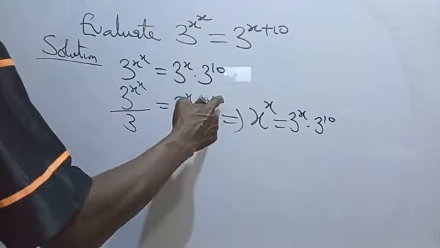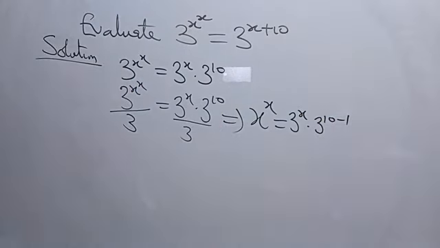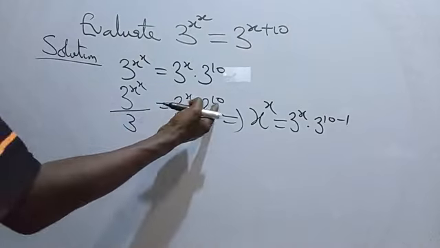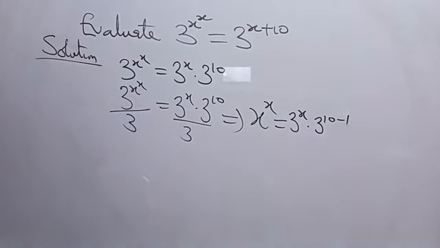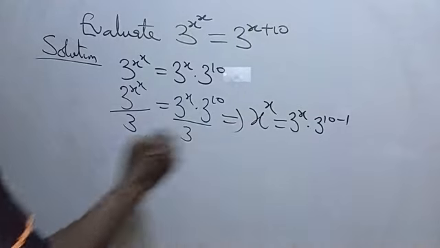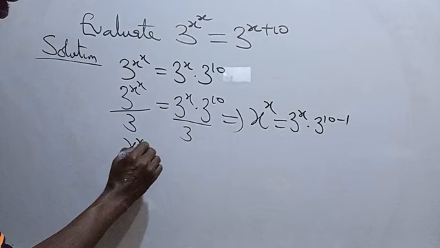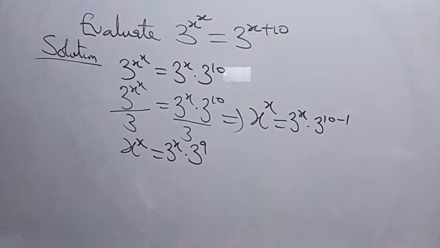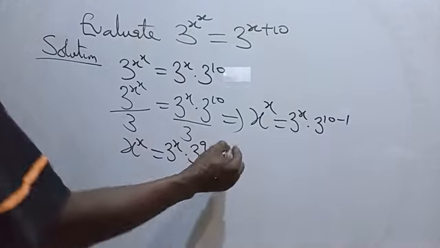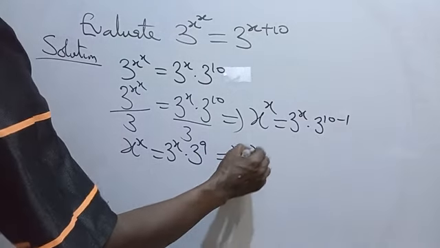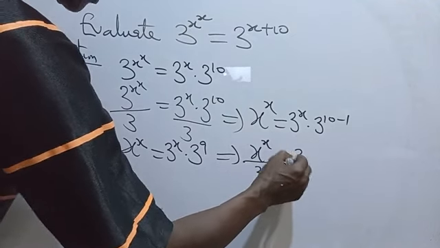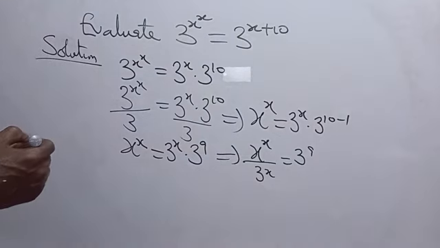You know, when this 3 comes up, it becomes negative power, minus 1. All right, good. I hope you understand that according to the law of indices, 3 raised to 10 divided by 3 becomes 3 raised to 10 minus 1. So that will give us x raised to x is equal to 3 raised to x multiplied by 3 raised to 9. Now, we can write this as x raised to x all over 3 raised to x is equal to 3 raised to 9. I hope we get that. Beautiful. Okay, that is by dividing both sides by 3 raised to x.